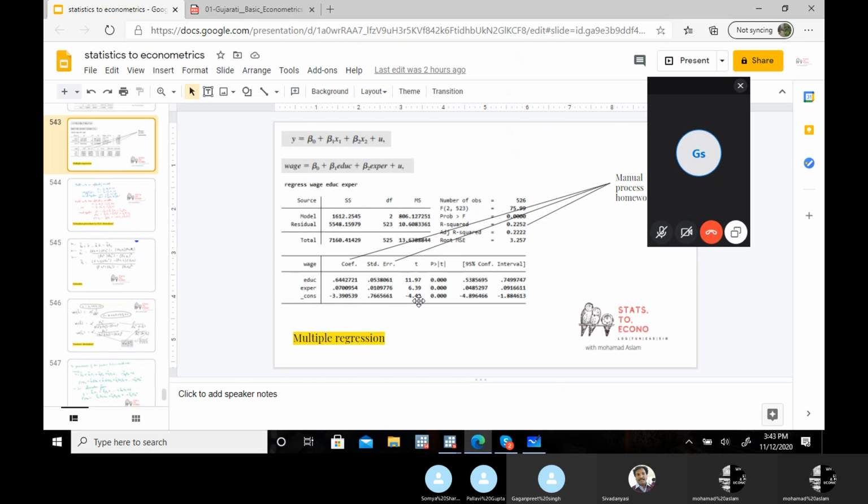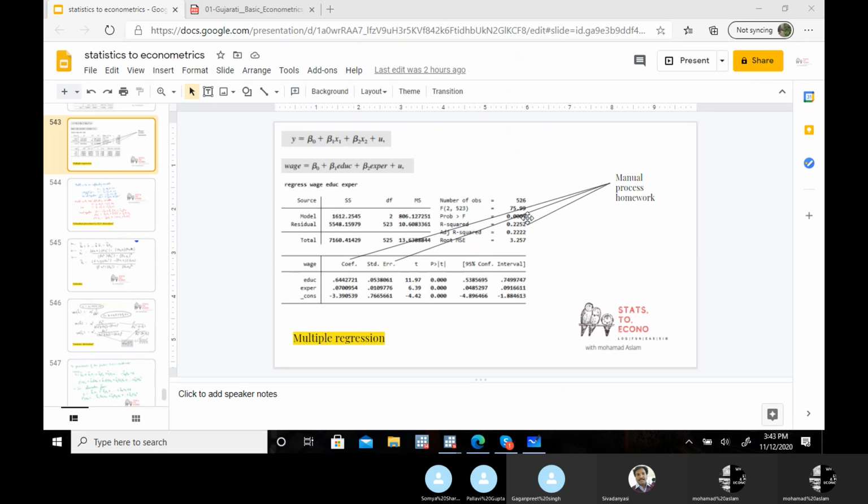So I think now you can calculate this together. So can you remove the GS icon on the screen? Okay. Then you will get all these three values, T statistic values.